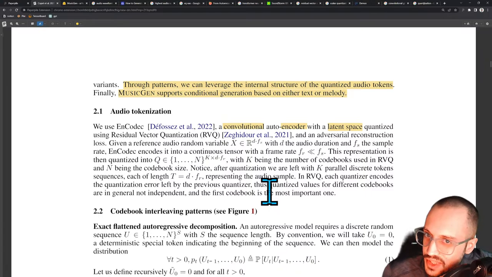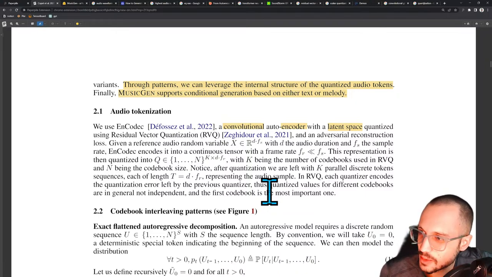MIDI is like TCP, don't count it out, all right? TCP, like the internet protocol. It's not totally clear, but MusicGen is kind of the example model for AudioCraft tools. They're in the same repo, but not the same thing.